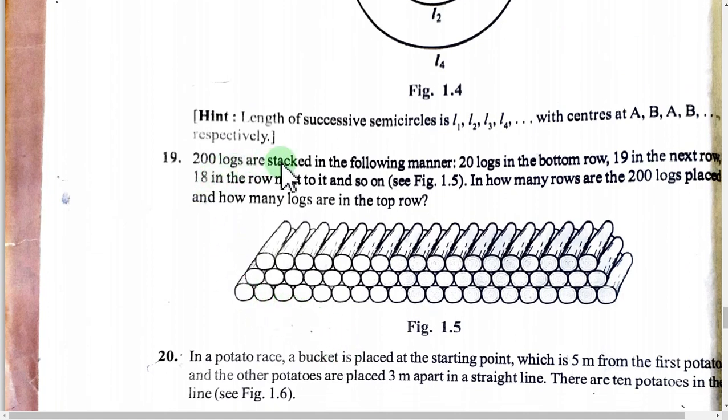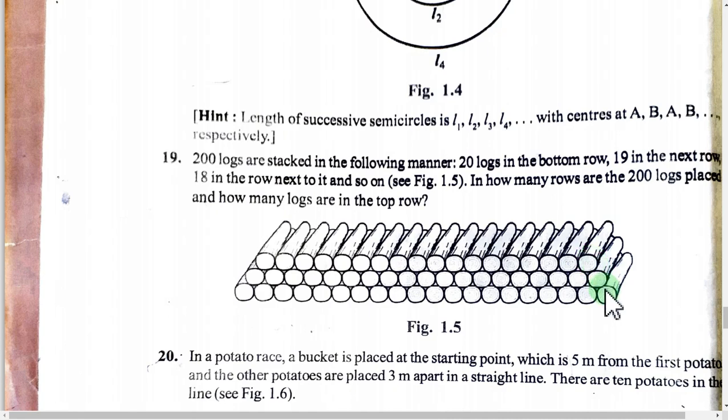200 logs are stacked in the following manner. There are 20 logs in the bottom row, this is the bottom row, and this is the next row. The bottom row has 20 logs, then 19 in the next row, and 18 in the row next to it, and so on. This way it continues.